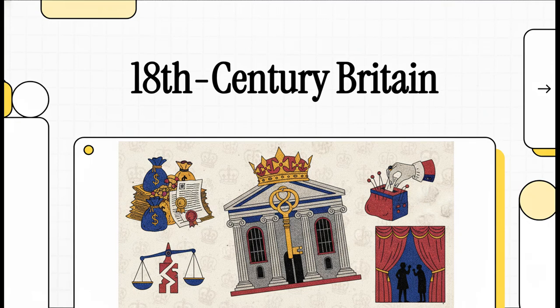When we think of 18th century Britain, we kind of picture these grand halls of parliament, maybe the beginnings of modern politics. But what if I told you that picture is, well, mostly a facade? In this explainer, we're going to pull back the curtain on a system that was a long way from the democracy you might be imagining.